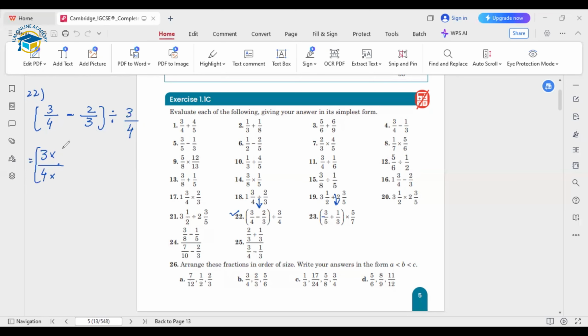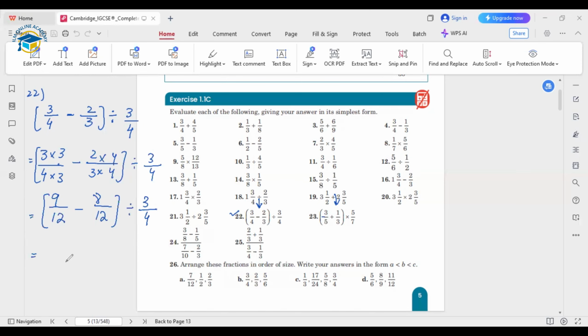So 3 here needs to be multiplied in the numerator and denominator. 4 here needs to be multiplied in the numerator and denominator. First, we will simplify this one a bit, and then we will remove the bracket. So 3 times 3 is 9. 4 3 times is 12. 4 2 times would be 8. And 3 4 times is 12. And dividing by 3 by 4.